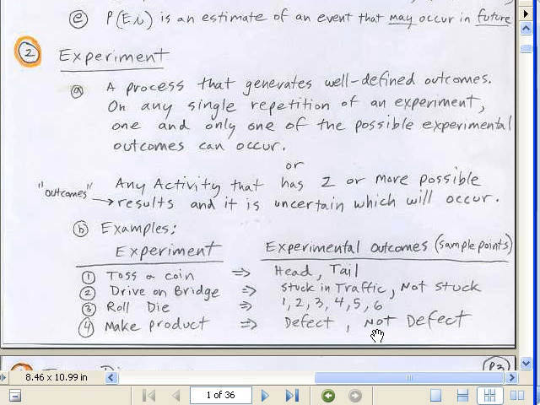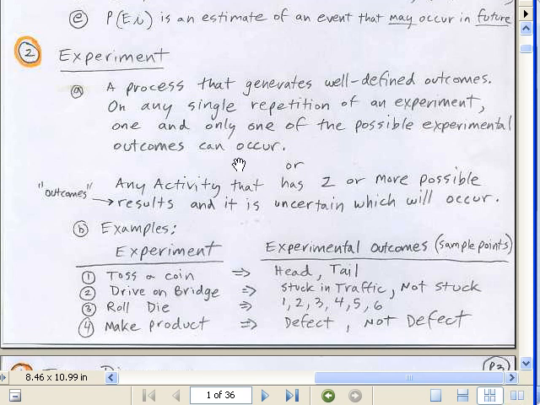Then we need to define experiment. Like I said, we have nothing but terms to define. What is an experiment? Any activity that has 2 or more possible results and it is uncertain which one will occur. Hey, what about this as an experiment? Toss a coin. You're either going to get what? Head or tail. You drive on a bridge and you're interested in traffic, right? You either get stuck in traffic or you're not stuck. Roll a die. You can get only one of those. Make a product. If you're interested in whether it's a defect, it's either a defect or it's not a defect. These are called experimental outcomes or sample points.